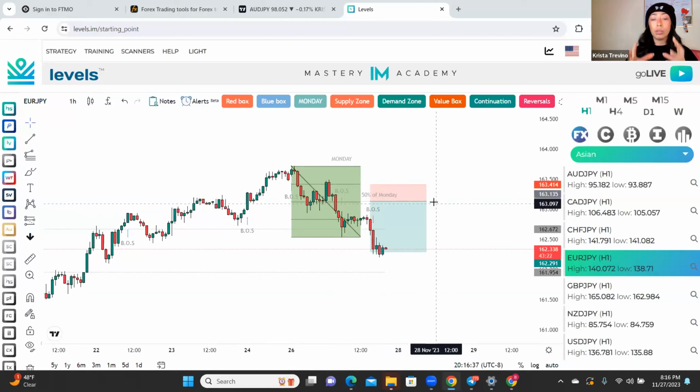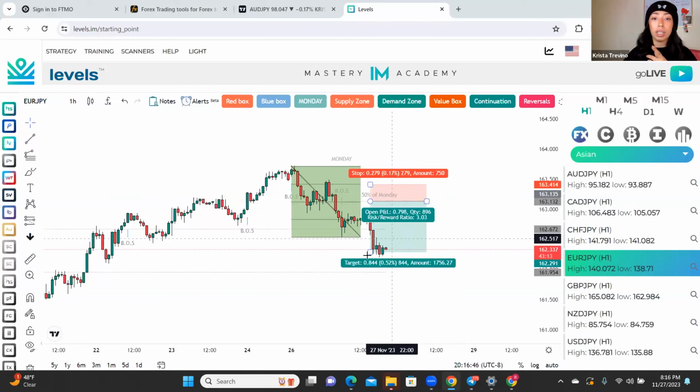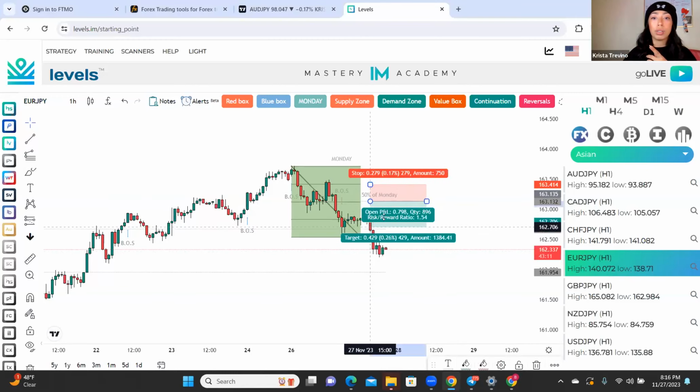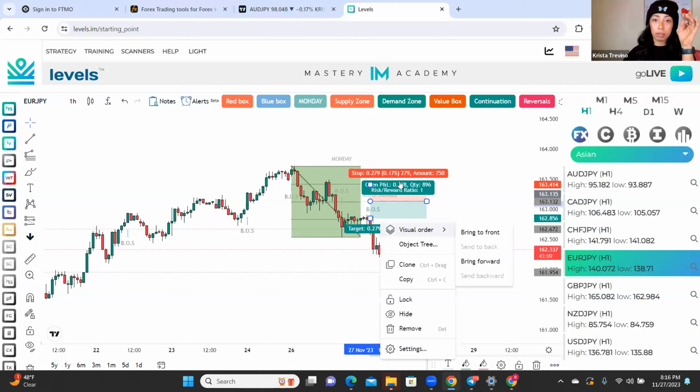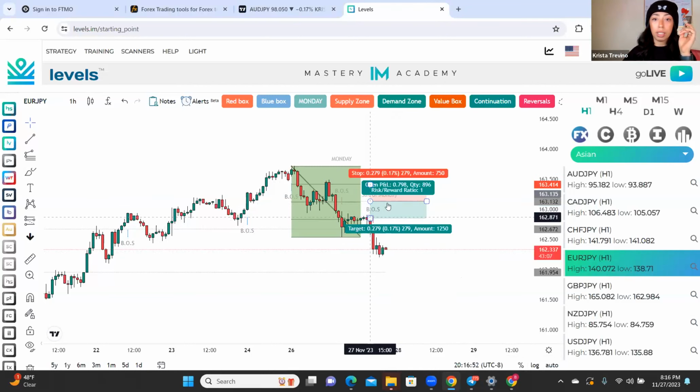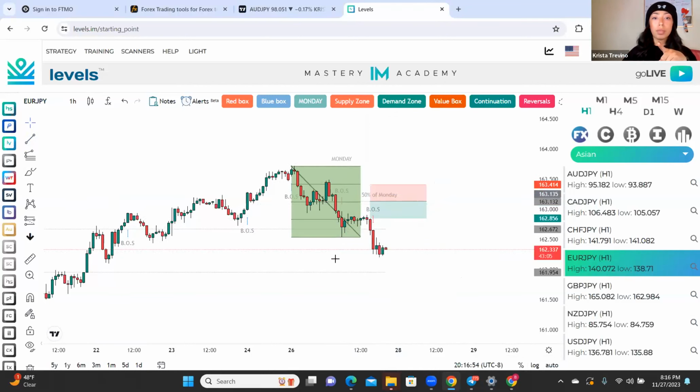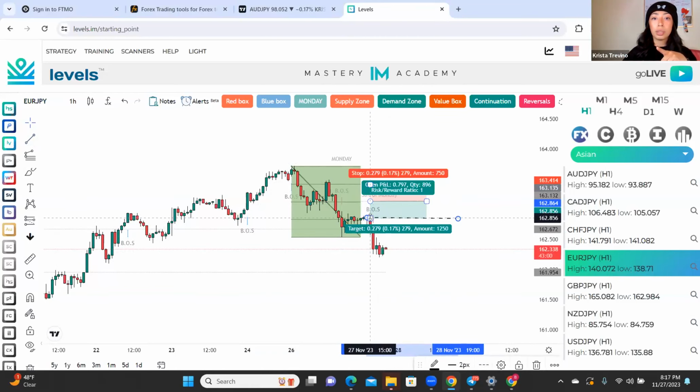The best way to trade this, trade management, is when we get a 1-to-1, we move our stop loss to break even. If you don't know how to find a 1-to-1, all you do is move your risk to reward tool. Once it gets to a 1-to-1, perfect, you can add an alert right there, and that's when we go break even.